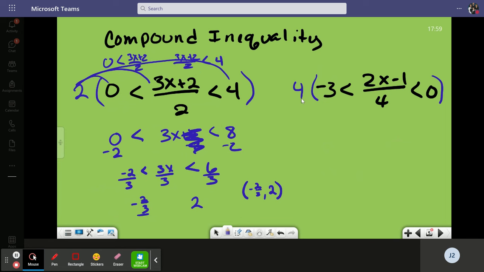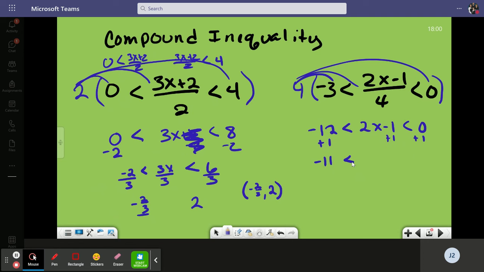going to distribute that 4. That's going to give me a negative 12. This 4 and this 4 are going to cancel each other out. So that's less than, and less than 0. Okay. Add the 1. And negative 11 is less than 2x, which is less than 1. Dividing by that 2.